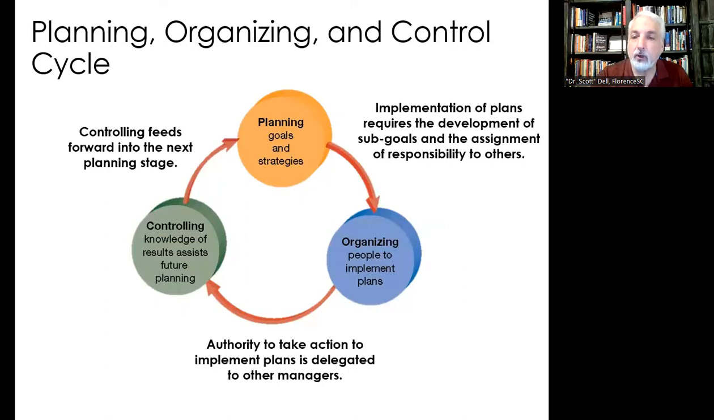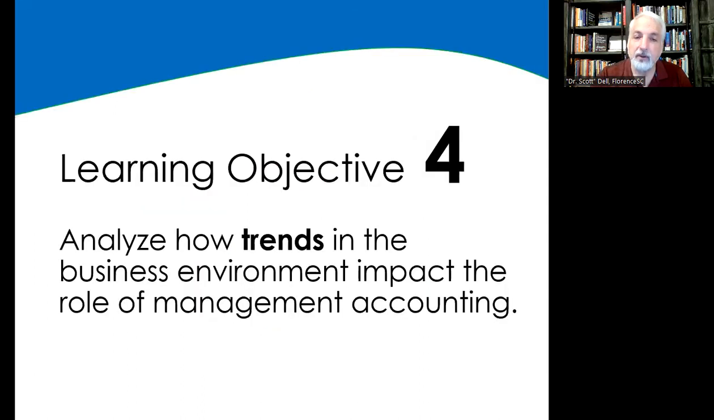So with planning with goals, we implement the plans, require the development of sub-goals and the assignment of responsibility. We delegate to get things done. And then we issue authority to take action and implement the plans. Other managers get into the game. And then the controlling feeds back into the next planning stage. So it's a great circle route coming through.